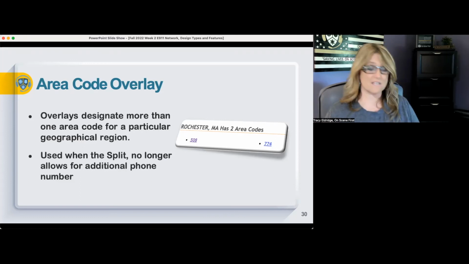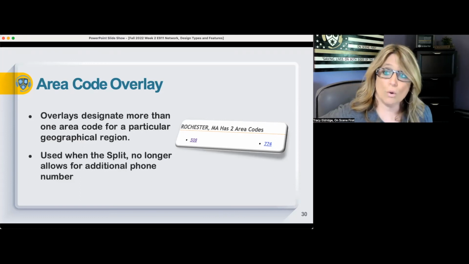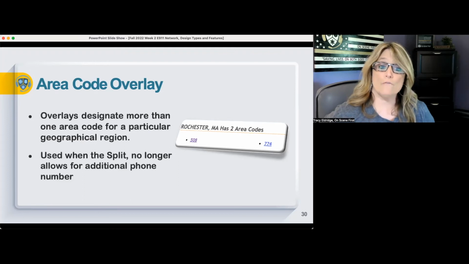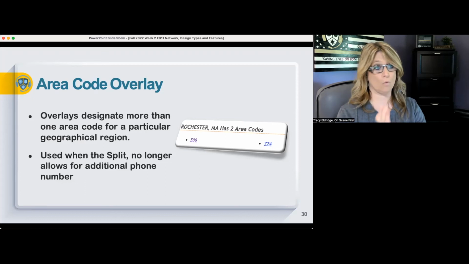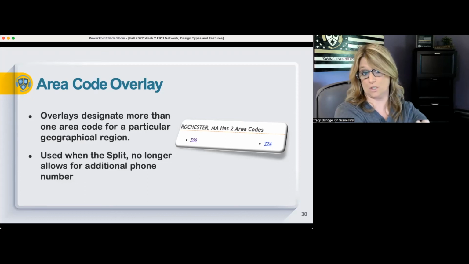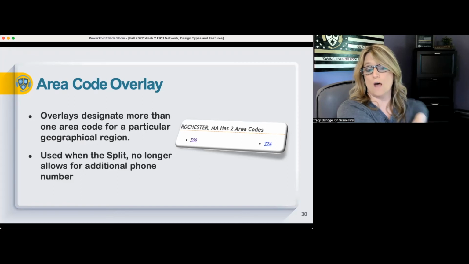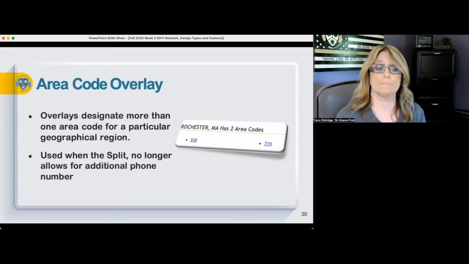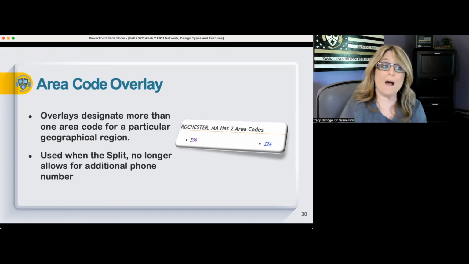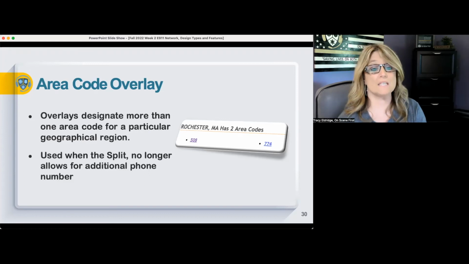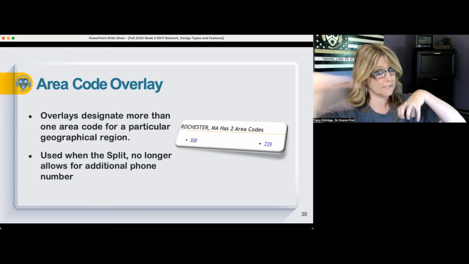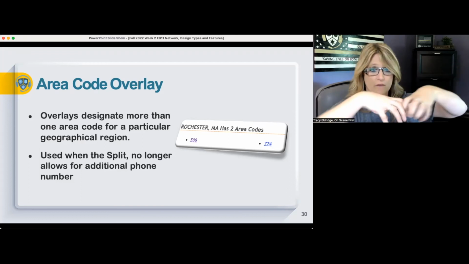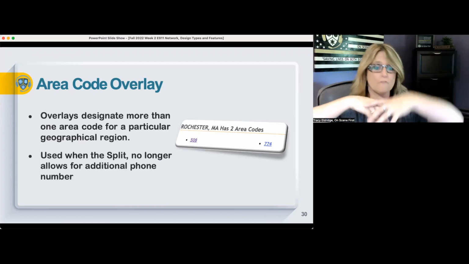And now that 774 is also an area code for wireless devices, and it's also an area code for some of our other jurisdictions. So it's not just used for Rochester. So just keep in mind that the split makes it that there's more numbers in more geographical locations, like splitting of an atom. We're going to take this piece off and move it over here, and this piece off and move it over here, and this piece off and move it over here.